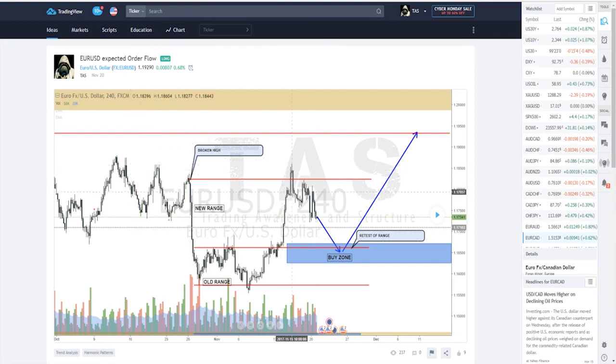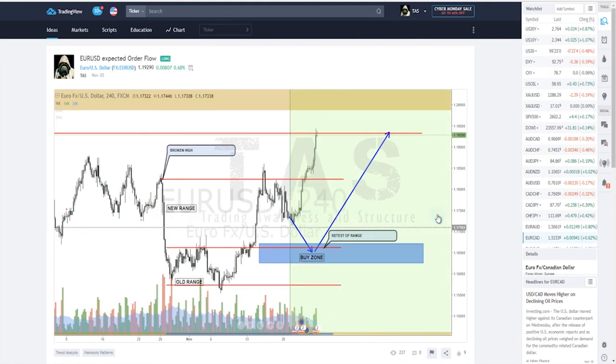Another one, I was waiting for price to come down. It didn't come to where I was hoping for. So this I didn't trade because there was no break of structure. There is a break of structure now, so price can come down and go up. So my area of buy is not this one anymore, it would be this one.